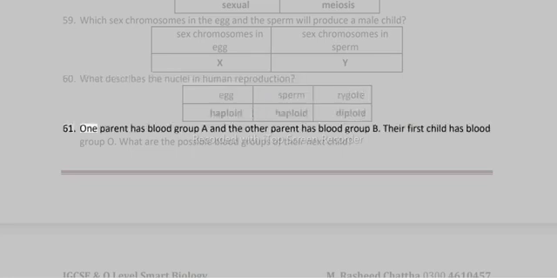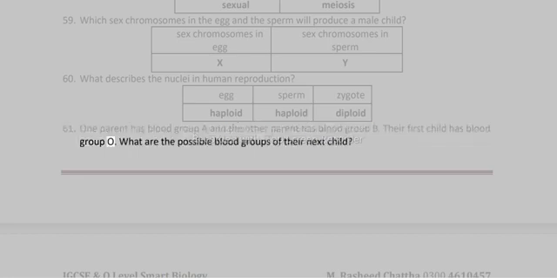61. One parent has blood group A and the other parent has blood group B. Their first child has blood group O. What are the possible blood groups of their next child?